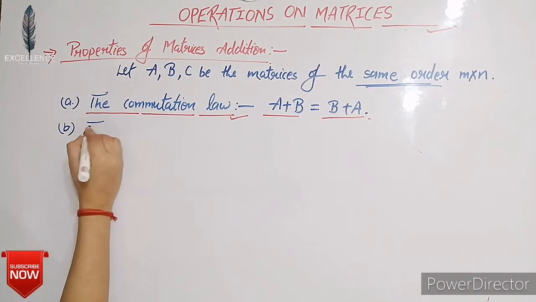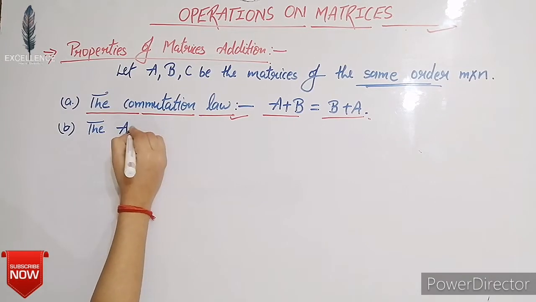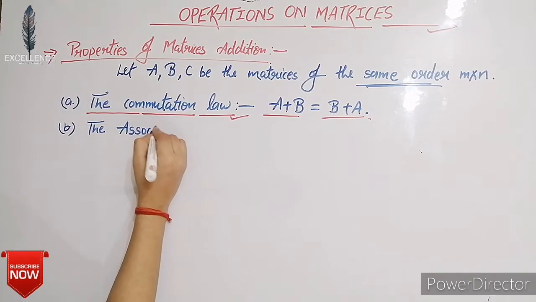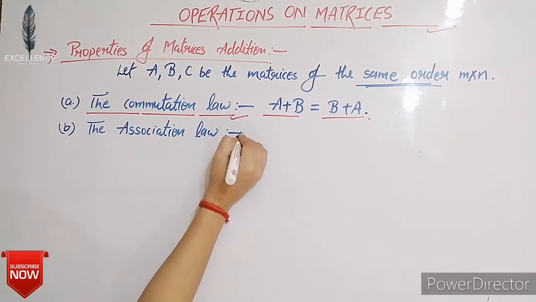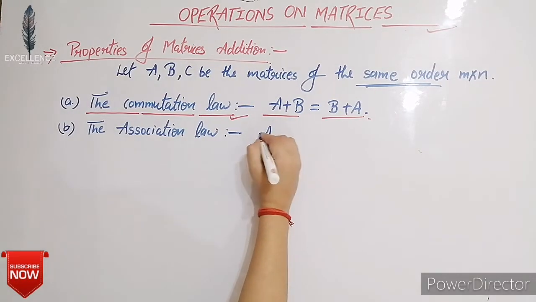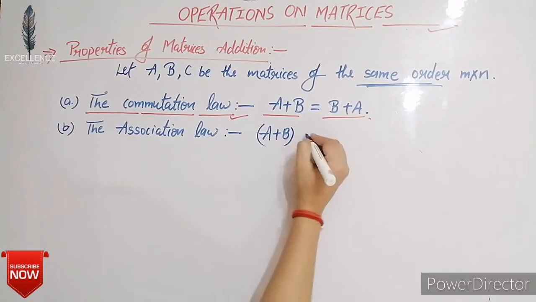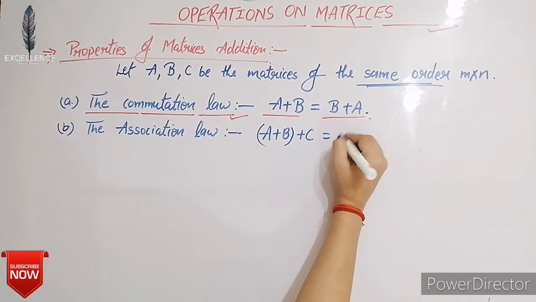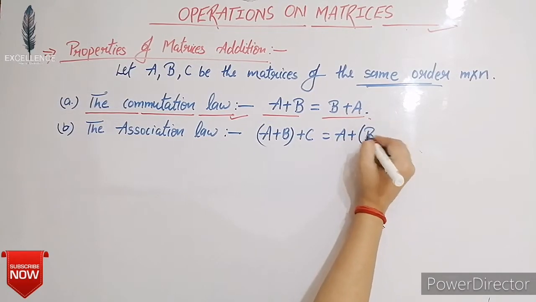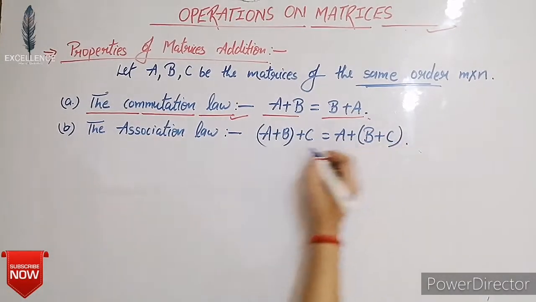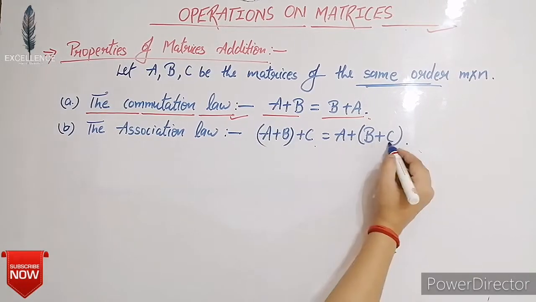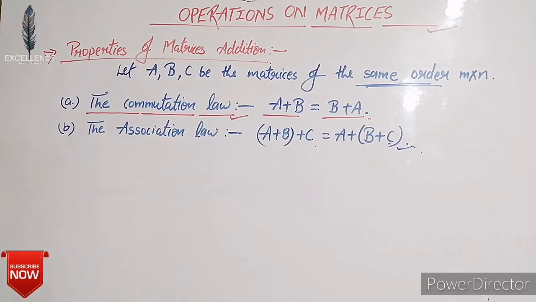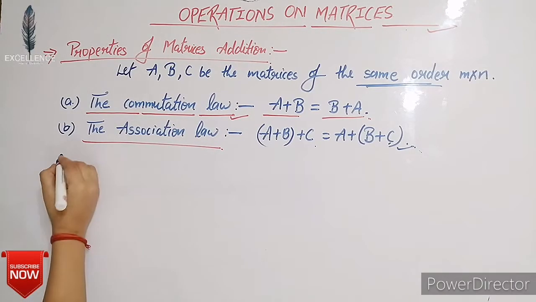Next is the associative law. According to this, if we have three matrices A, B and C, then (A plus B) plus C is equal to A plus (B plus C). First we add A plus B and then add C to that sum, which is equal to first adding B plus C and after that adding A. This is the associative law. It satisfies the associative property.